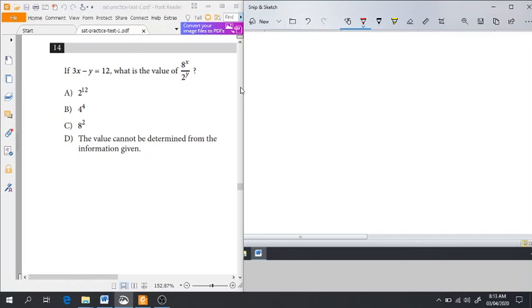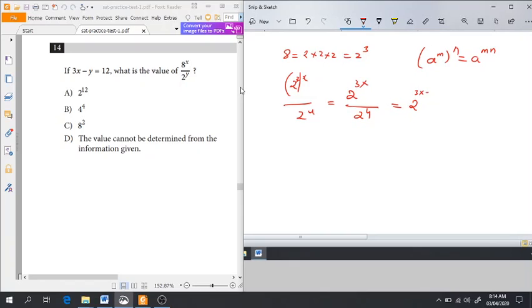So here we can write 8 as 2 times 2 times 2, so that can be written as 2 cube. Now directly substitute here, 2 cube to its power x over 2 to the power y. This will be written as 2 to the power 3x. Why am I following this identity here? a to the power m to its power n can be written as a to the power m times n. Then that will be written as 2 to the power y, and this expression can be written as 2 to the power 3x minus y.